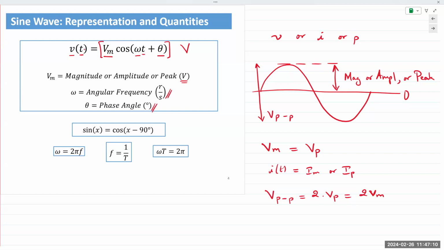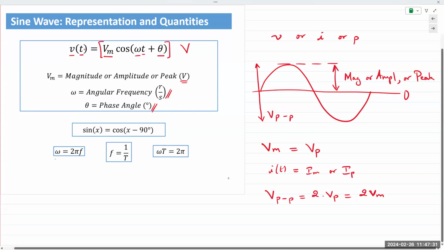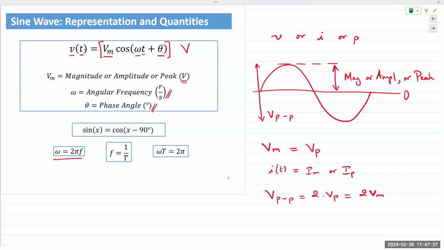Now, this function is used for both sine and cosine waveforms. They are one and the same thing. The mathematical difference between them is that sin x is cos of x minus 90. There is a phase shift of 90 degrees. And we will look at what each one of these quantities mean in the next 3 slides. Omega, the angular frequency, mathematically can be described as 2 pi f, where f is the frequency in hertz. We can get it from the time domain by the reciprocal of the time period, 1 over T.